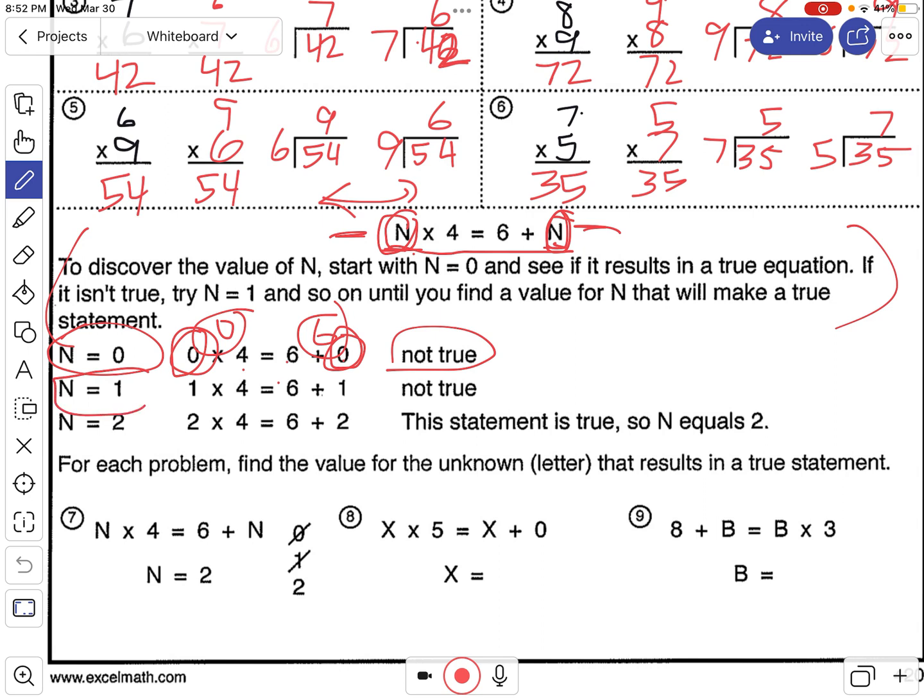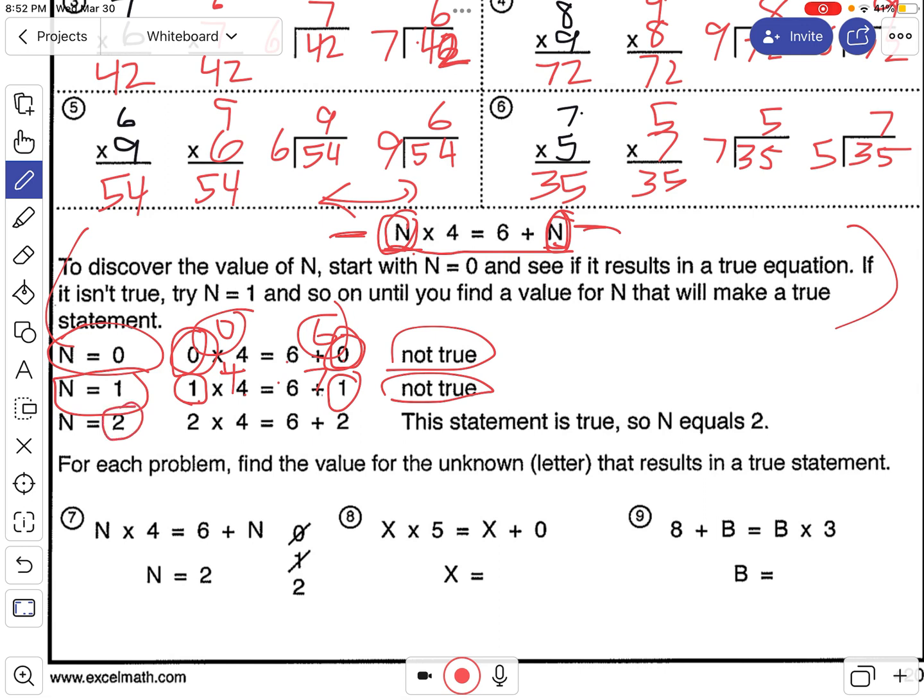What if n were 1? Now, see, what we're doing is we're just starting with 0 and we're working our way up. Just keep going until you hit one that actually works. So if we make n equal to 1 on this side, n equal to 1 on that side, let's see what we get. 1 times 4 is 4. 6 plus 1 is 7. Is 4 equal to 7? No, that's not true. So you can't put a 1 in there and have it come out equal.